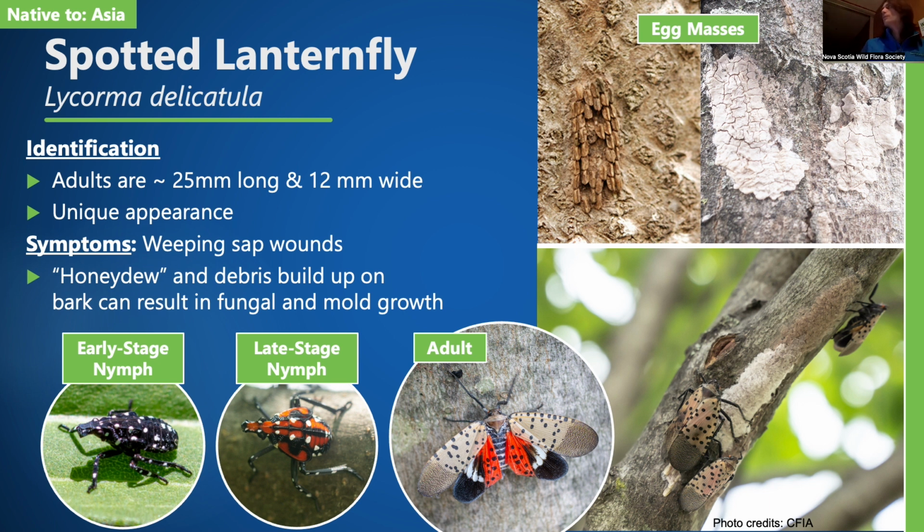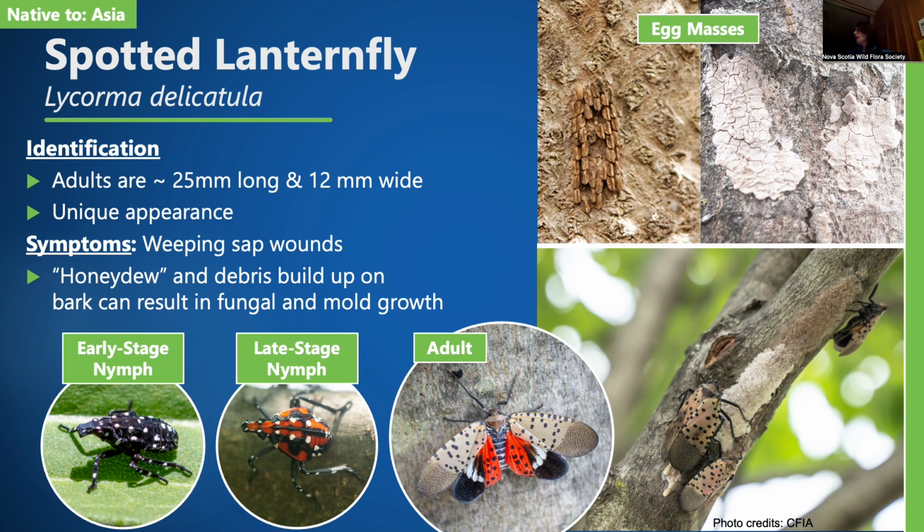Their nymph form as well is pretty unique looking with white spots. And then as it gets older, in the later stage, it tends to get more of a yellow red coloration. In terms of symptoms, it produces weeping sap wounds on the plants, and honeydew and debris can build up on the bark, resulting in fungal and mold growth.